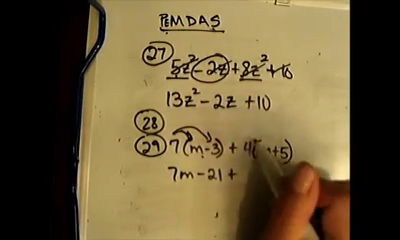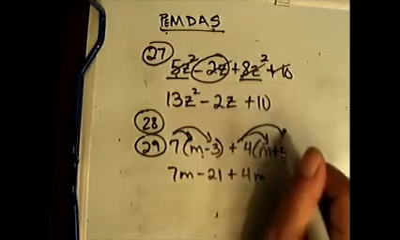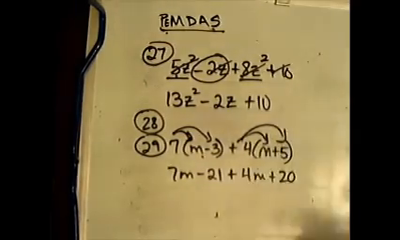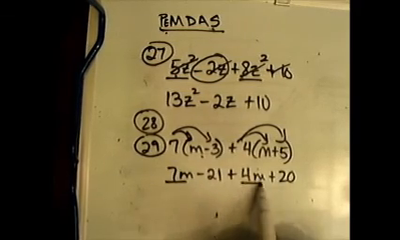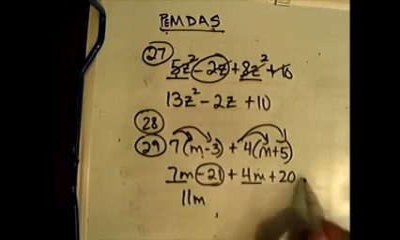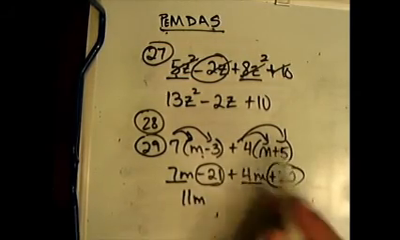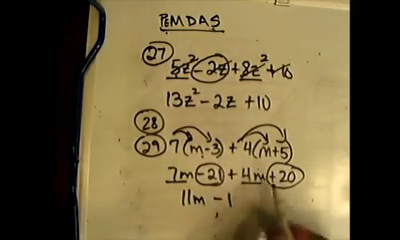Now let's do this one. 4 times m is 4m. And 4 times 5 is 20. Now you do add like terms. Here's an m, here's an m. 7 plus 4 is 11. Then you have a negative 21 here and a positive 20 here. Put those together, what do you get? Negative 1. That's your answer.